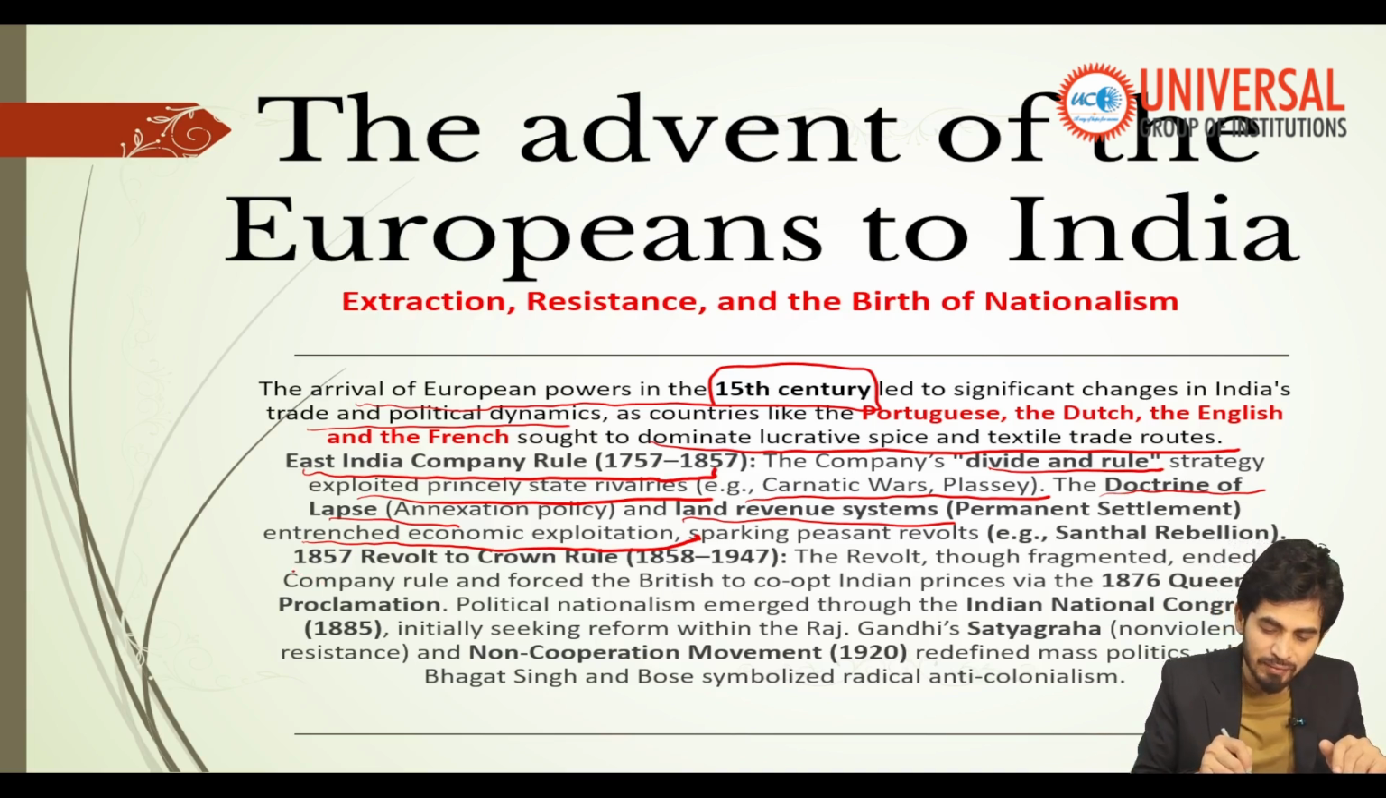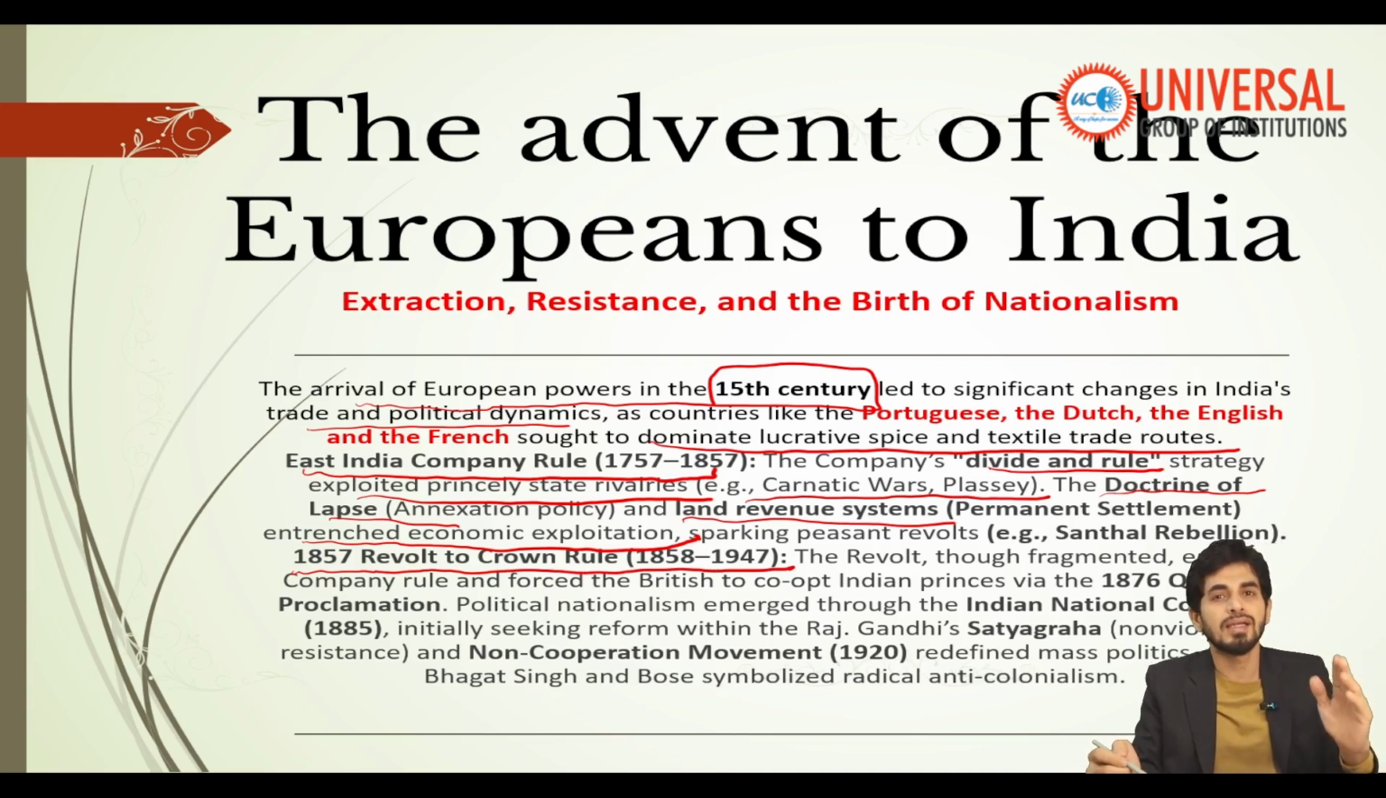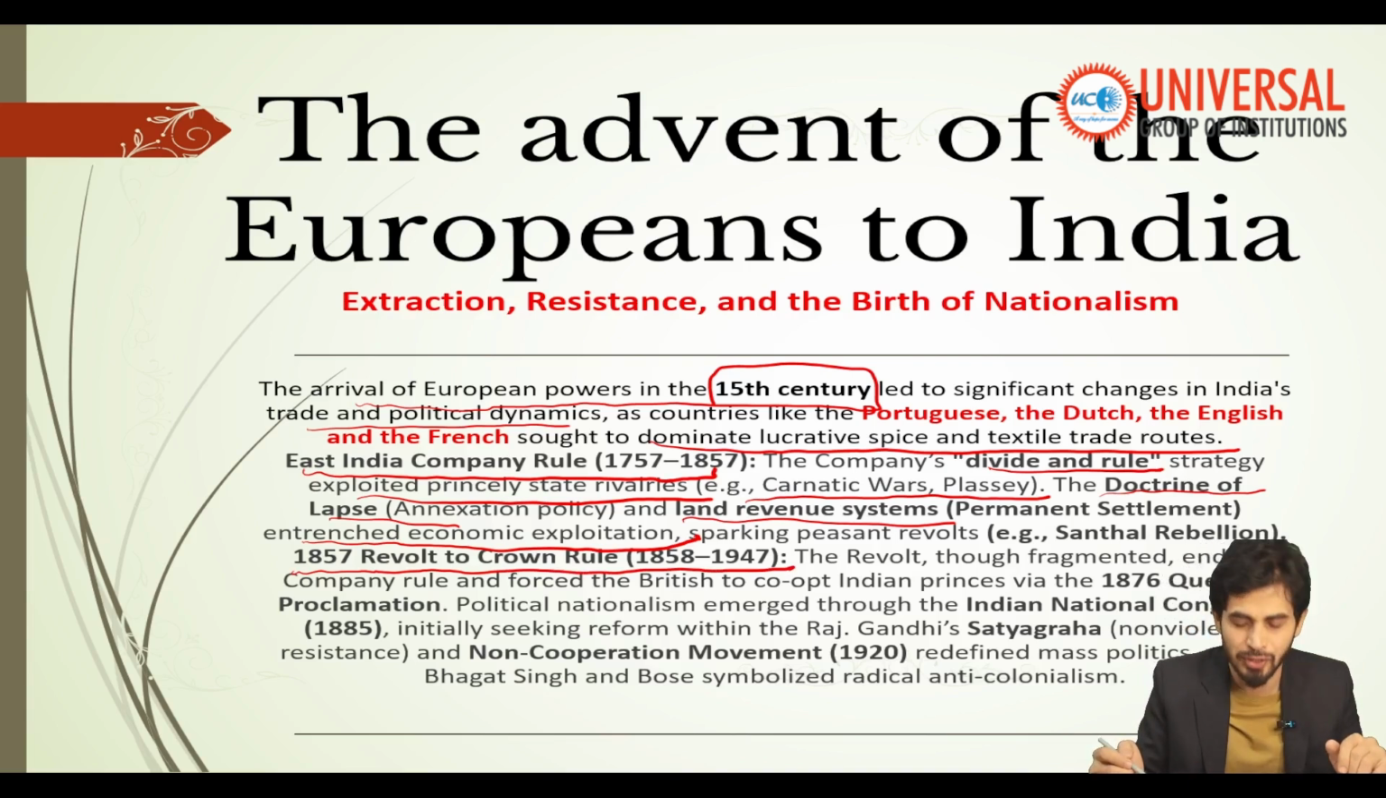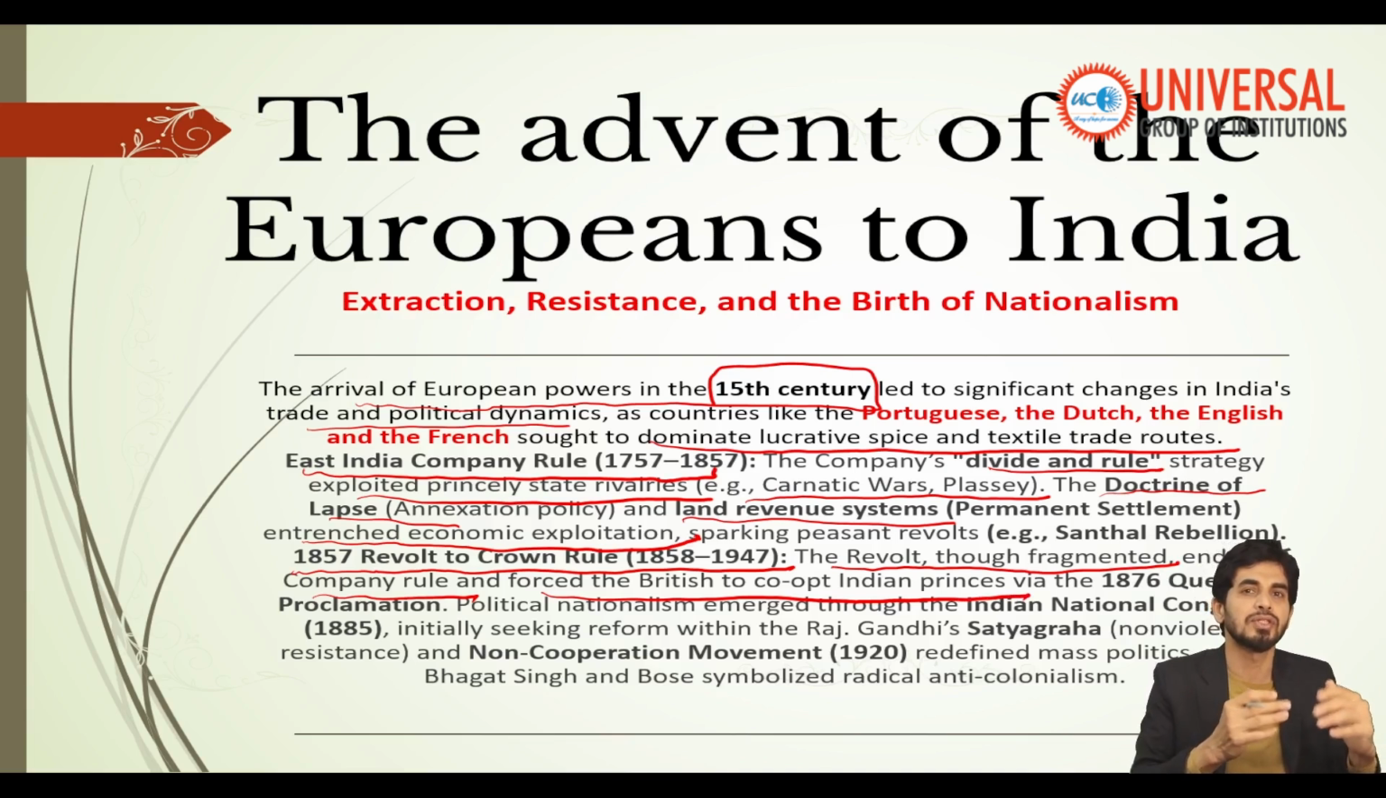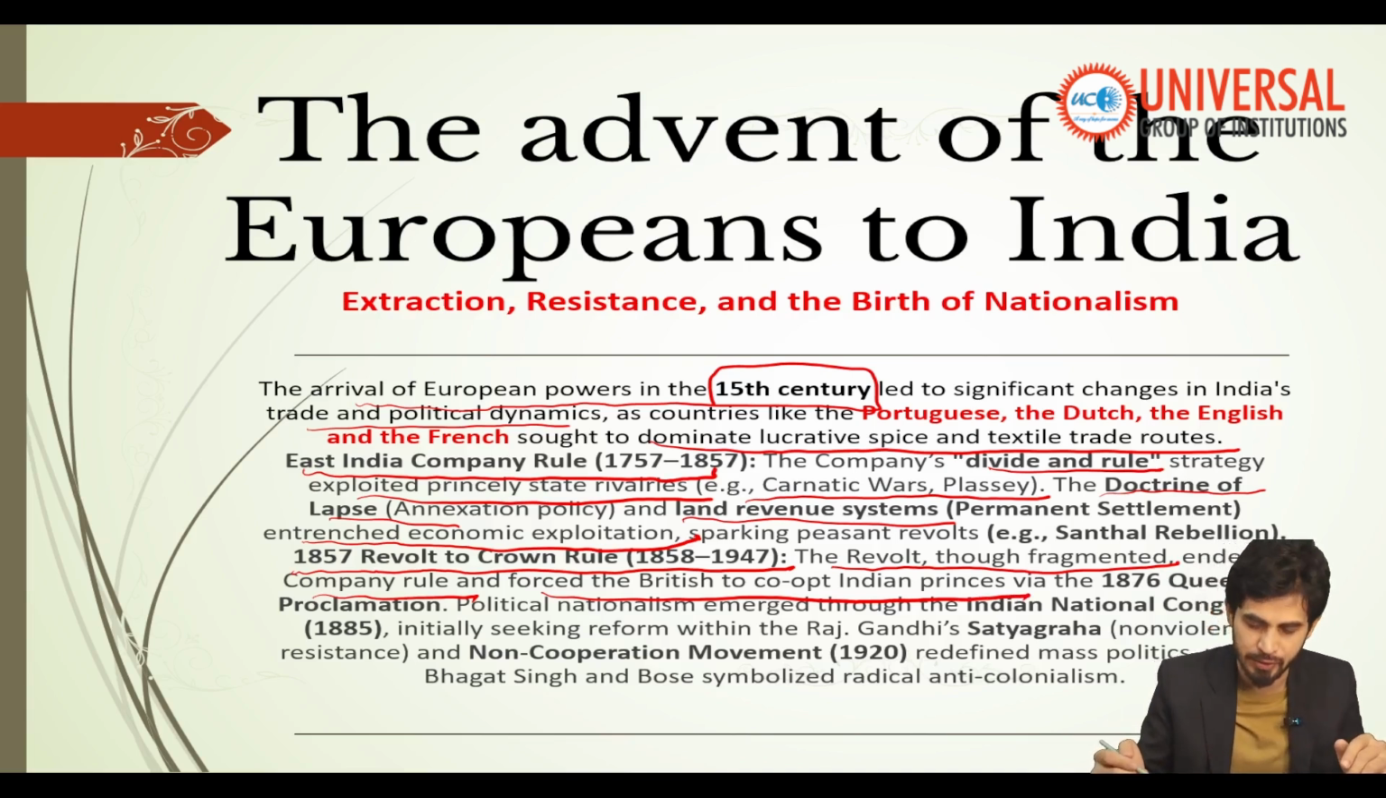The 1857 revolt led to crown rule, that is 1858 is the year when the British crown directly takes over the administration process in India, and the revolt of 1857, though fragmented, ended the company's rule and forced the British to co-opt Indian princes via the 1876 Queen's Proclamation. They had to make arrangements to make sure that princely states are also coexisting within the British Indian territories. Okay, that was about the 1876 Queen's Proclamation. Remember that for your prelims.